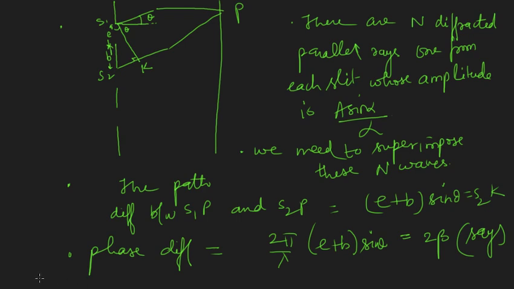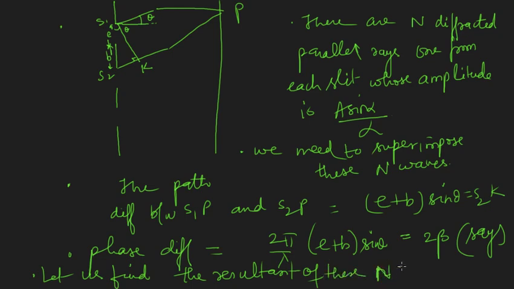Now what we have to do is just use the superposition of these waves. Then let us find the resultant of these capital N waves. We would continue in the next lecture.